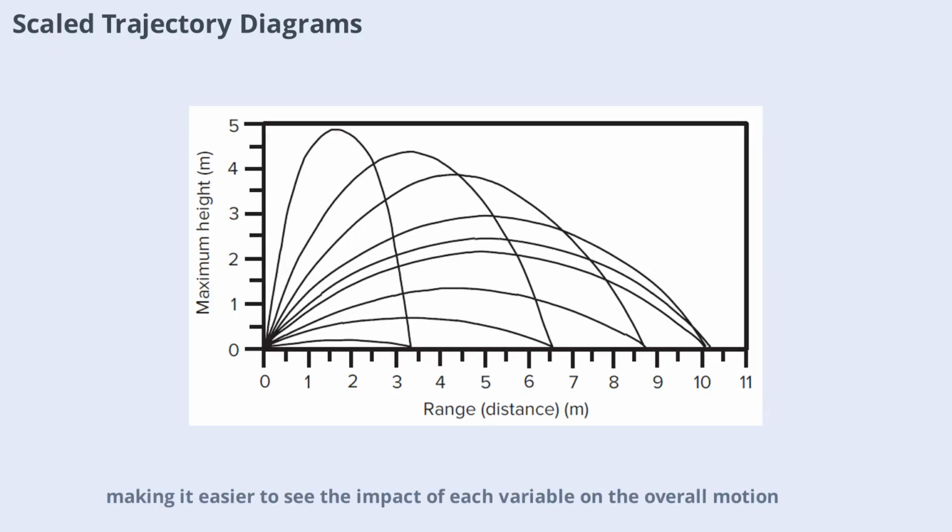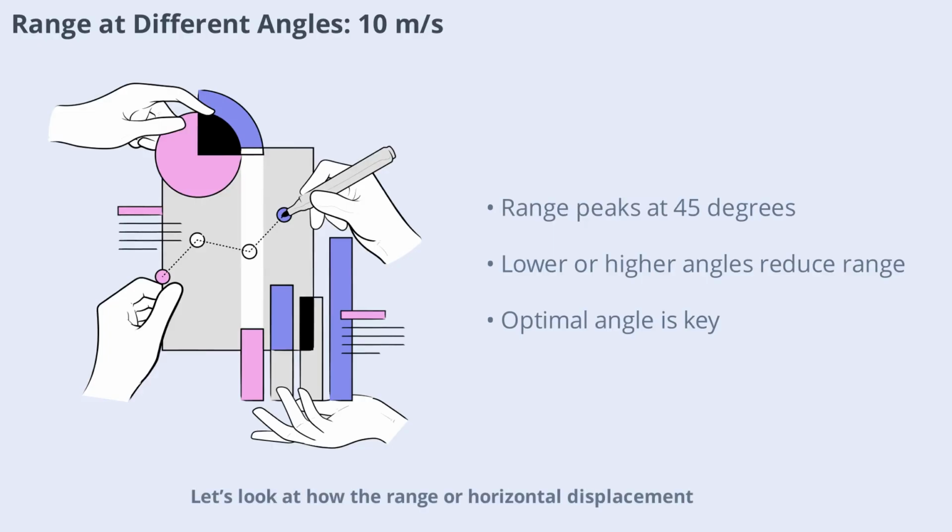on the overall motion. Let's look at how the range, or horizontal displacement, changes when an object is projected at 10 meters per second at various angles. The data shows that the range increases as the angle approaches 45 degrees, reaching a maximum, and then decreases as the angle increases further. This pattern highlights the importance of finding the optimal angle for maximum distance.